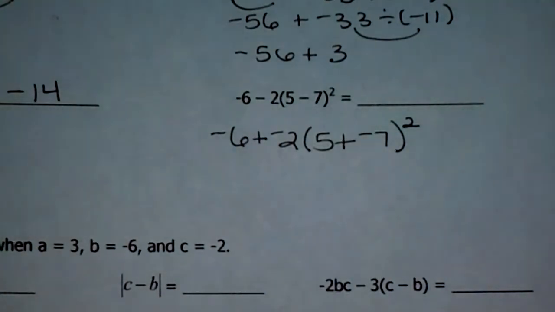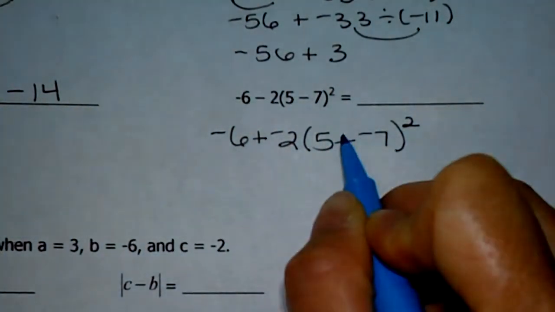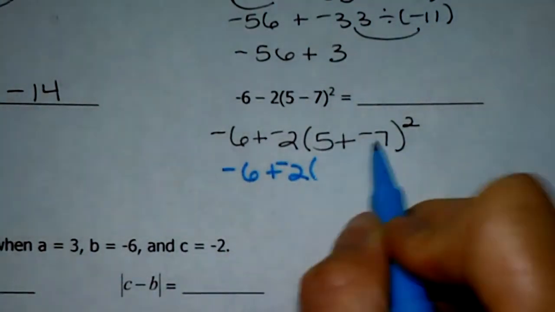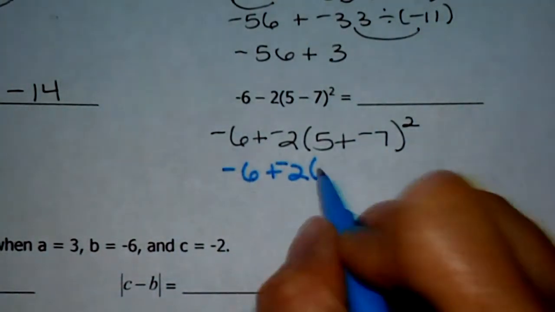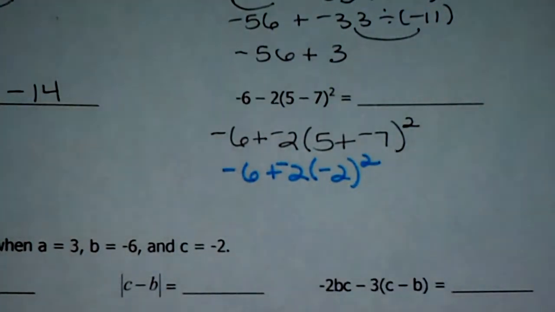Now, order of operations. Take it step by step. We're supposed to solve anything inside parentheses first. So that means we need to solve 5 plus negative 7. I'm going to rewrite the rest of this right now. 5 plus negative 7, subtract, take the sign of the greater digit, leaves me with this. So we just simplified the parentheses part.